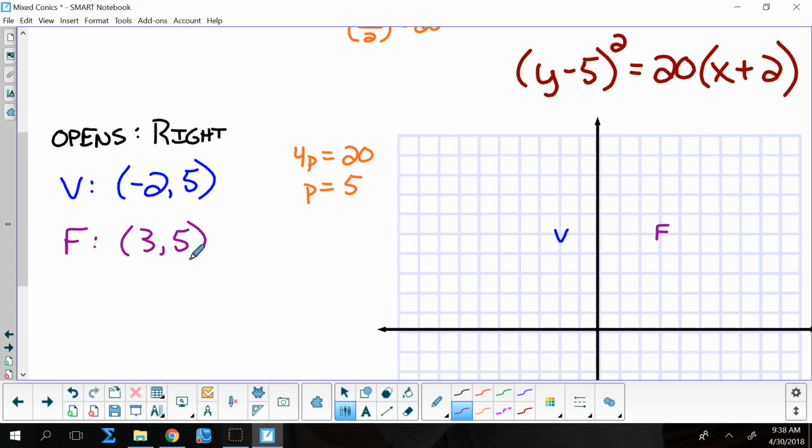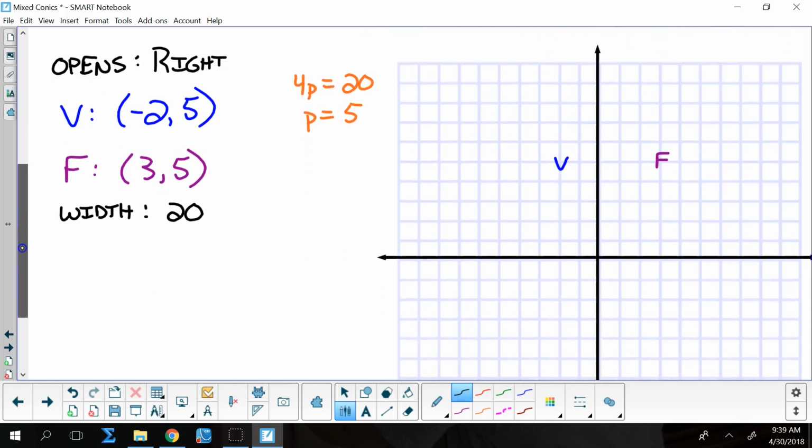Pick somebody. Okay, because the width is through my focus, right? How wide is my parabola? It's 20 wide. So if my parabola is 20 wide through my focus, how am I going to find the 2 points that are on it? Up 10 and down 10 through my focus.